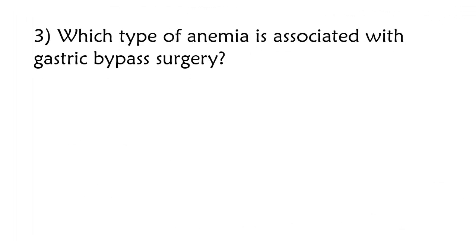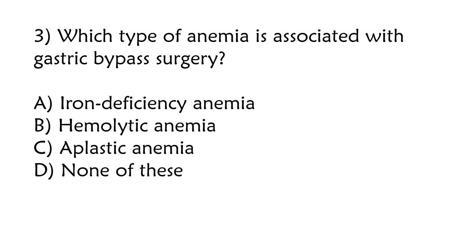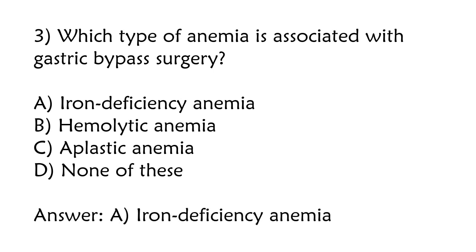Which type of anemia is associated with gastric bypass surgery? Iron deficiency anemia, hemolytic anemia, aplastic anemia, none of these. Correct answer is option A, iron deficiency anemia.